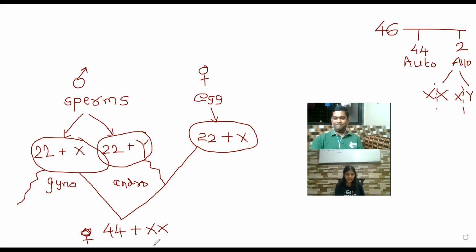So the sex is determined during fertilization itself. The child born will be a girl, and later on the sex will not change. Give it saffron milk, give it anything, if it is a girl, it will be a girl. Same way here, if an androsperm fuses with the ovum, it will be 44 plus XY. A boy child will be born.